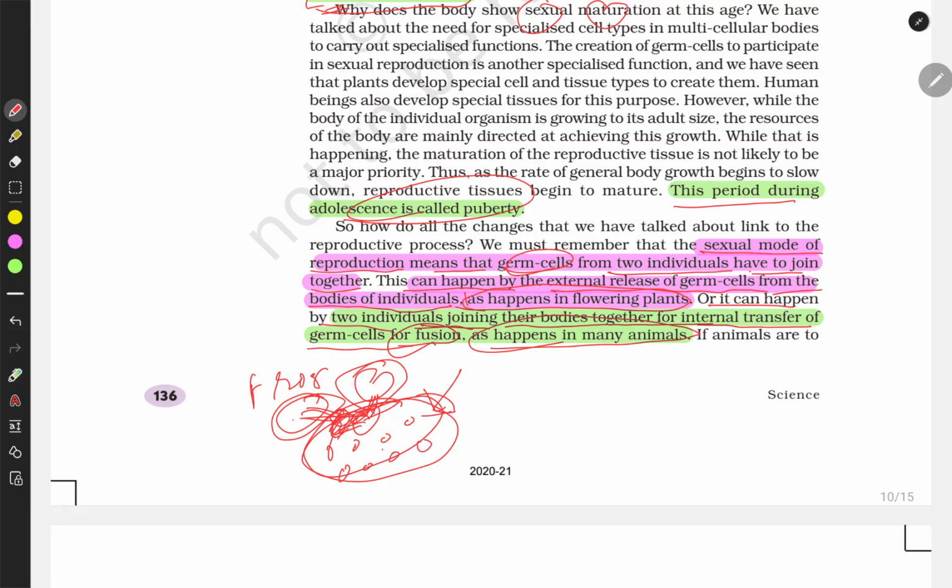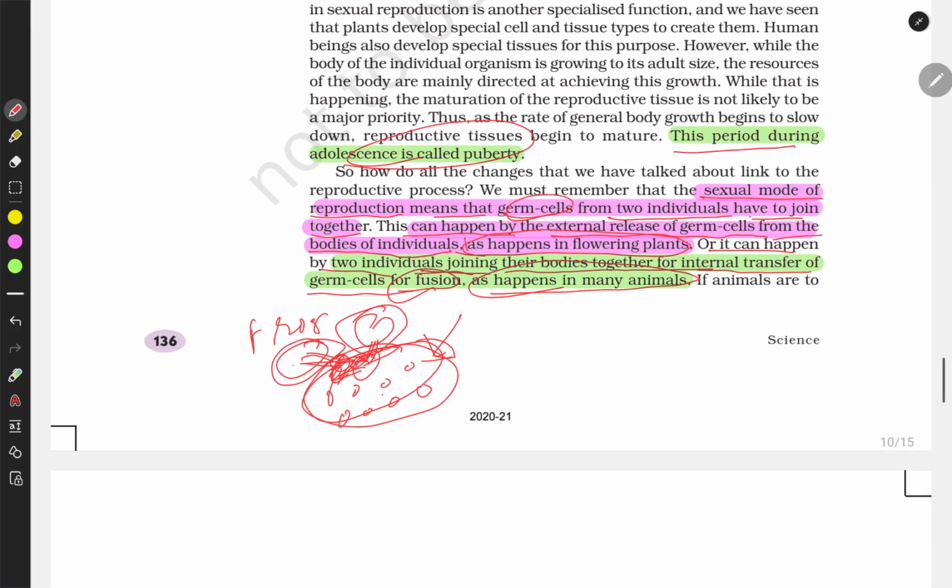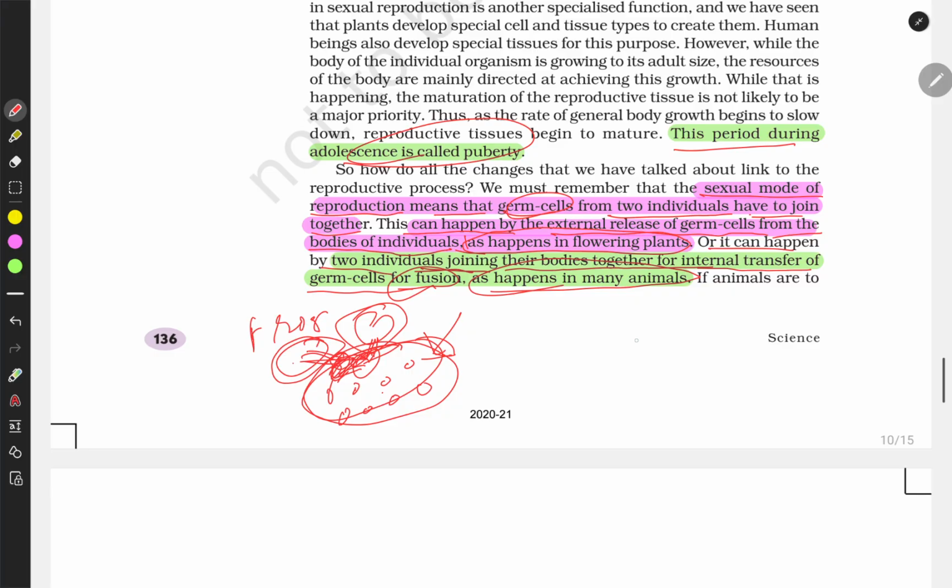Although we now have technologies for external fertilization, called test tube babies, where the male sperm and female ovum are brought together in a controlled situation. We insert a male sperm into the female ovum through a syringe. So this happens outside, and this is also artificial fertilization.